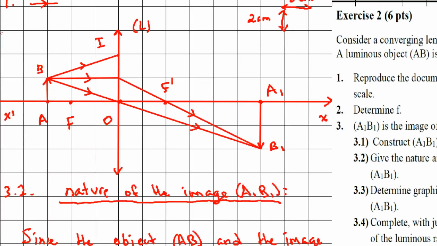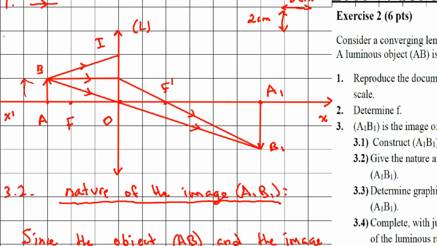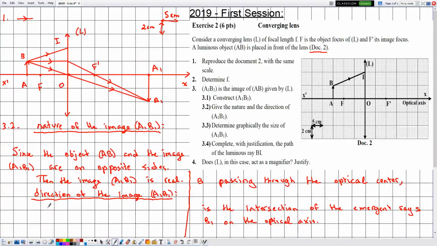Notice that here the object AB is pointing upward, whereas the image A1 B1 is pointing downward, which means that the image A1 B1 is in an opposite direction with respect to AB, which means it is inverted. Then let's say the image A1 B1 is inverted with respect to the object AB.